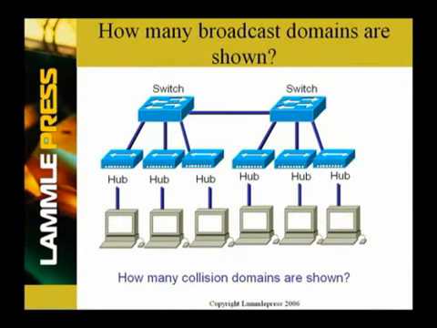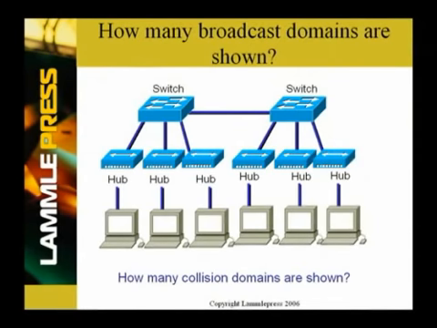Let's take a look at another figure and determine how many collision and broadcast domains we have. Well, the first thing we need to notice is we don't see a router in this figure. I see 2 switches and 6 hubs, multiple hosts connected into the hubs. Remember, the hubs do not segment the network at all, but the switches do, don't they? But by default, switches do not break up broadcast domains. Only routers do that by default.